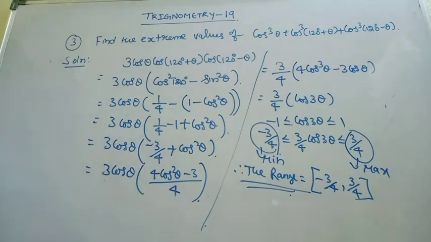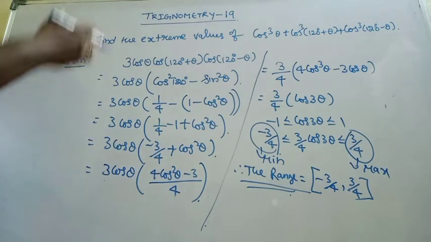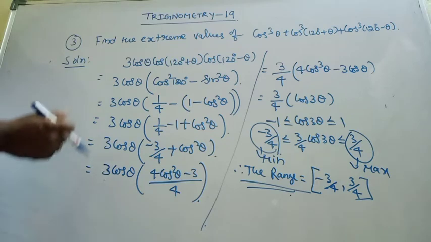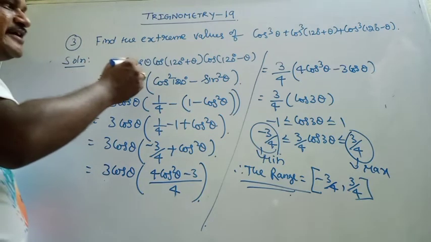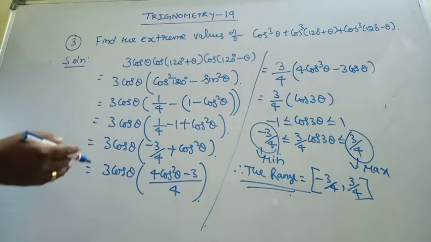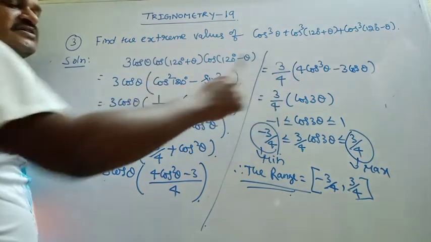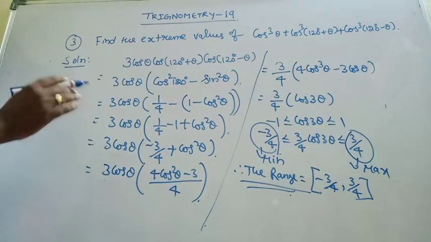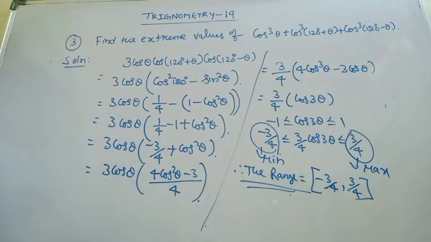It is a very important problem. I have proved everything that is required. Otherwise, I can apply the formula directly: cos theta cos(120 degrees plus theta) cos(120 degrees minus theta) is cos 3 theta by 4. But I proved everything and we got this solution. It is very important from the competitive examinations point of view, for BITSAT, JEE Mains and Advanced.